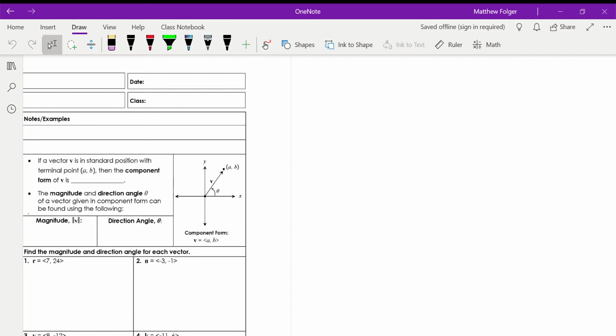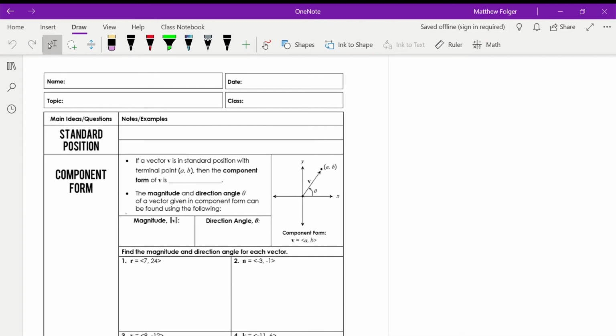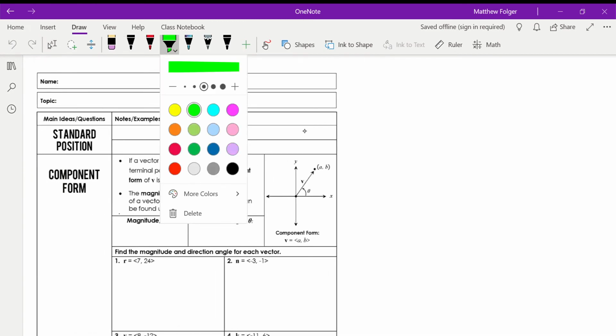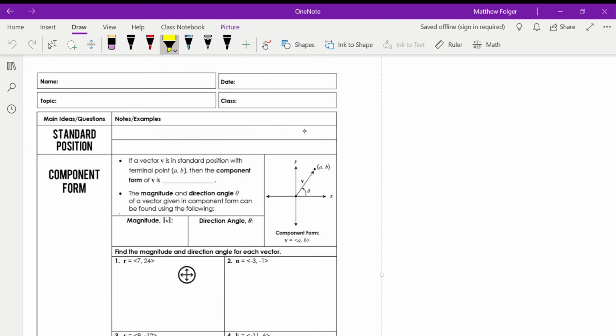Hello, everybody. So here is the third set of notes for vectors. Today we are going to talk about something called component form. Now, we know that vectors are directed line segments.